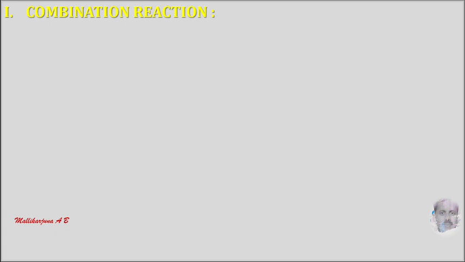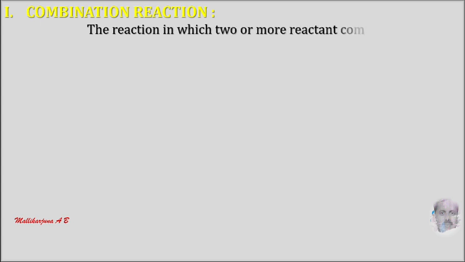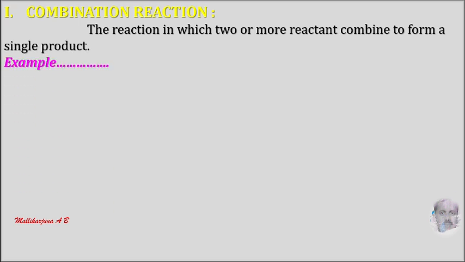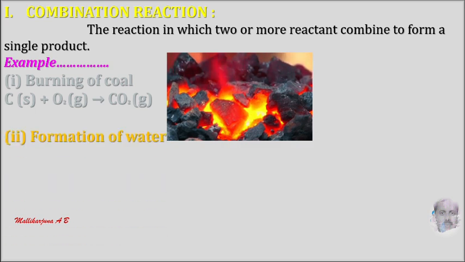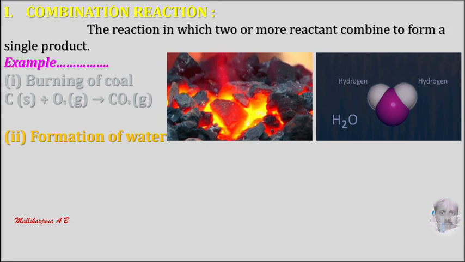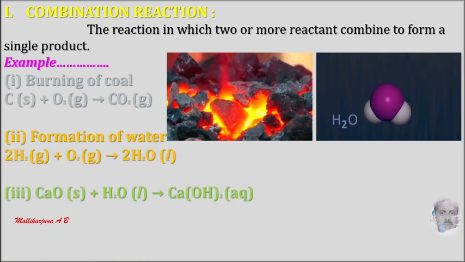Types of chemical reaction. Number 1, combination reaction. The reaction in which two or more reactants combine to form a single product. Examples for combination reaction: burning of coal, C plus O2 gives rise to CO2. Formation of water, 2H2 plus O2 gives rise to 2H2O. Calcium oxide reacts with water to form calcium hydroxide.